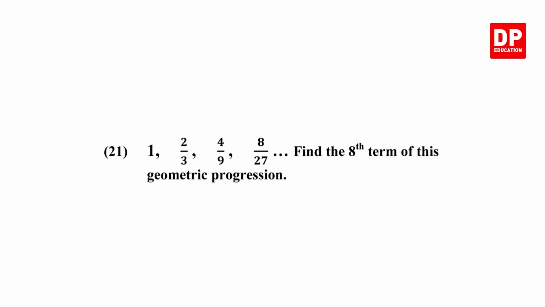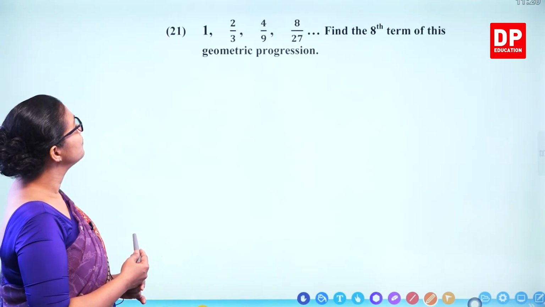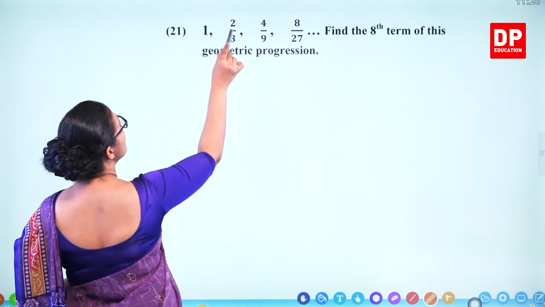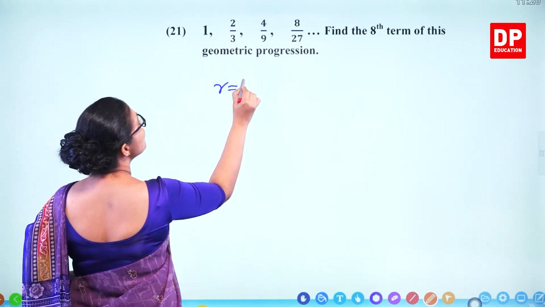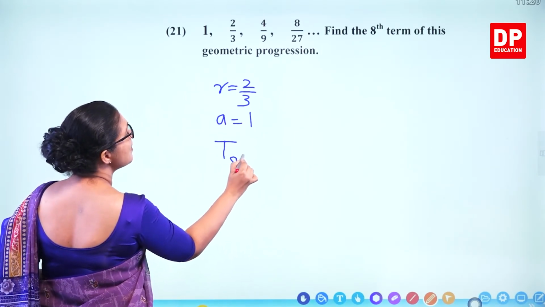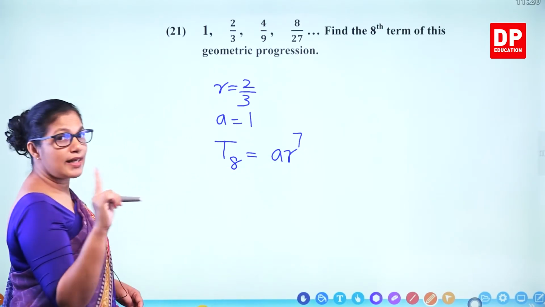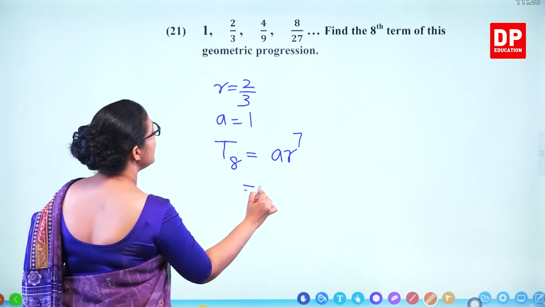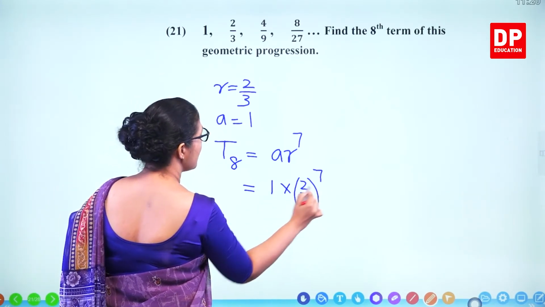Question number 21. Find the 8th term of this geometric progression. First term is 1. So what's the ratio? Ratio is 2/3 divided by 1, which is 2/3. So the ratio is 2/3 and the first term is 1. So what's the 8th term? It's ar to the power n minus 1, 8 minus 1, which is 7. A is 1, so (2/3) to the power 7.